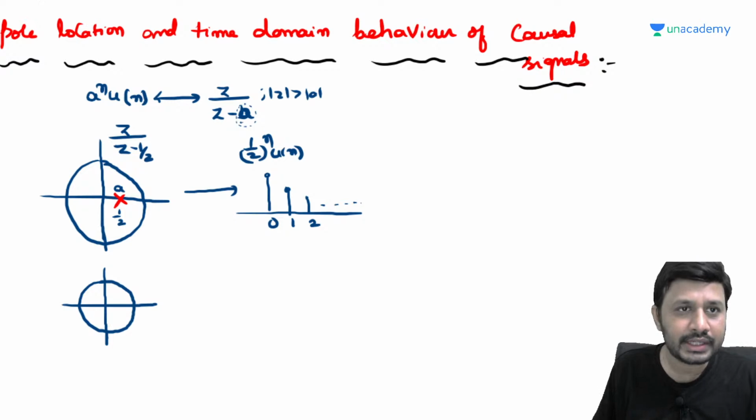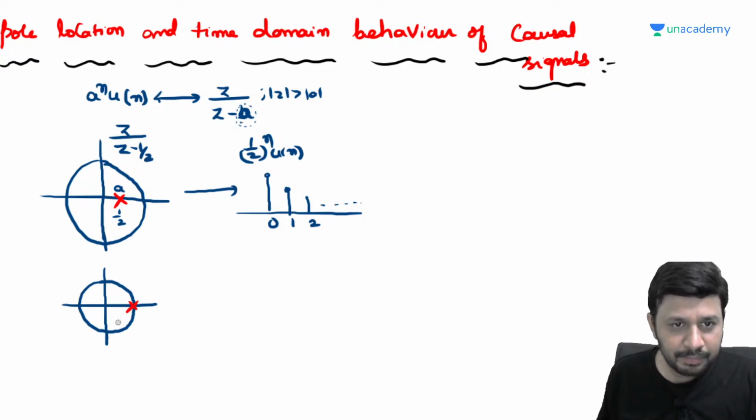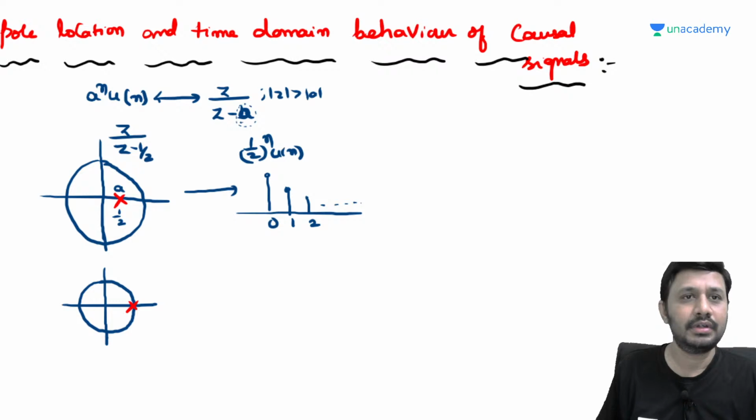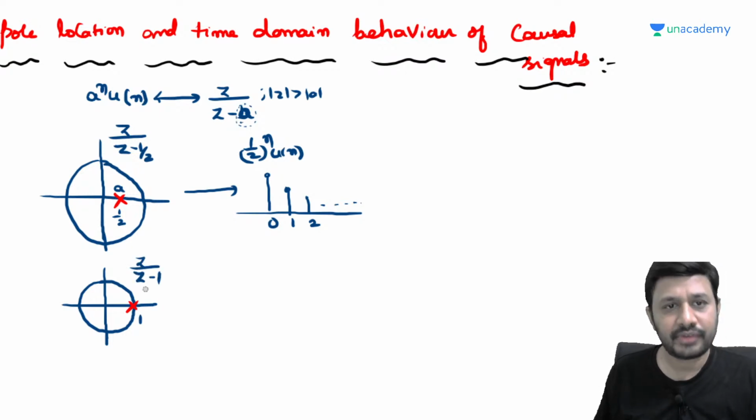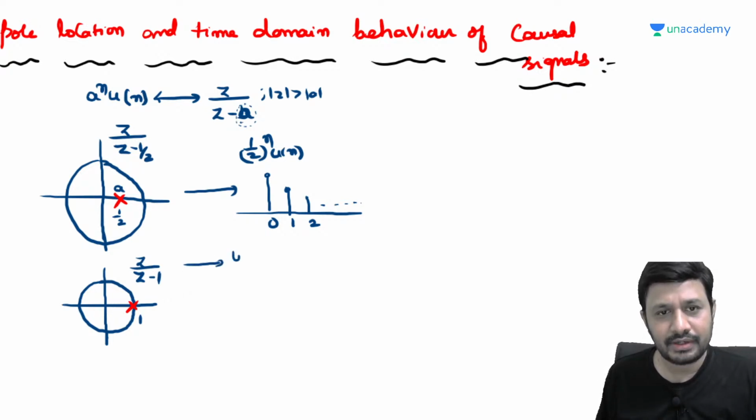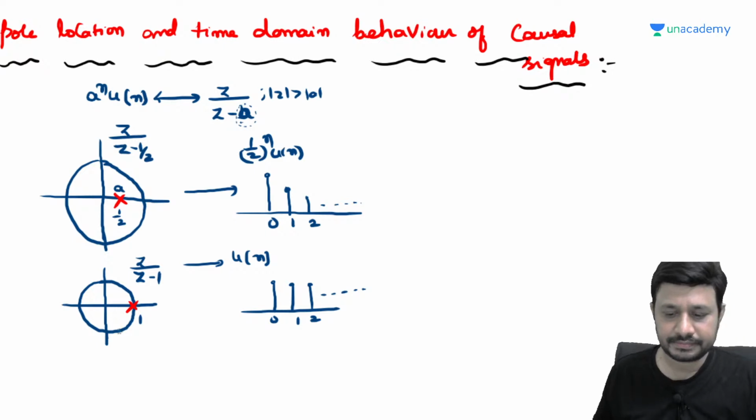I'll change the pole location from here to here. Now what happened? This is z by z minus 1. Zero is also there, but I am not indicating that zero. Z by z minus 1 means what is the inverse of z by z minus 1? u of n. Like this.